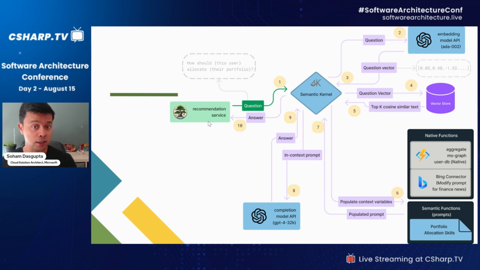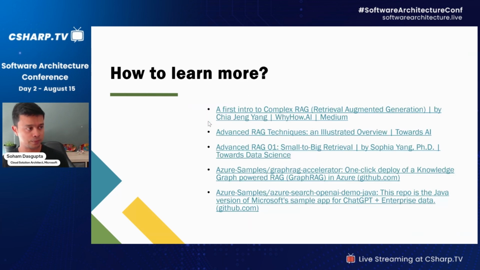And Semantic Kernel has a .NET SDK, which is quite nice. Nobody else in the AI orchestration area has a .NET SDK.